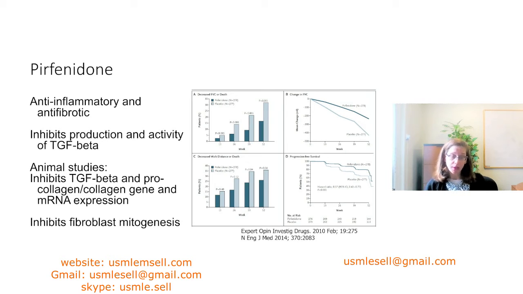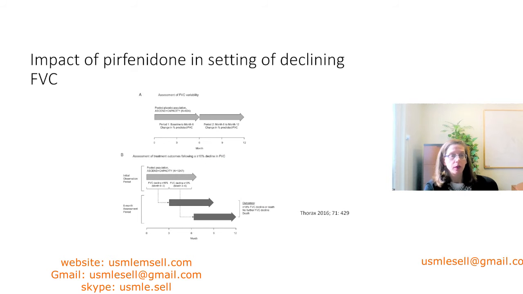At the same time that that study was being finished, there were 2 areas of research that led to significant advances in the treatment of ILD. One was looking at pirfenidone, which is an anti-inflammatory and an antifibrotic that inhibits production and activity of TGF-beta. There were animal studies that suggested that pirfenidone might be beneficial, and after a number of randomized trials, it was determined that there was a significant slowing of the rate of decline of FVC and an improvement in survival, a decreased risk of mortality in patients who were treated with pirfenidone as compared to placebo.